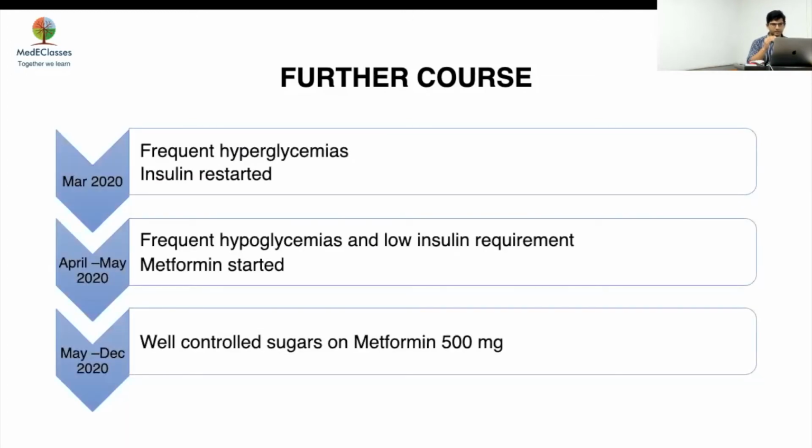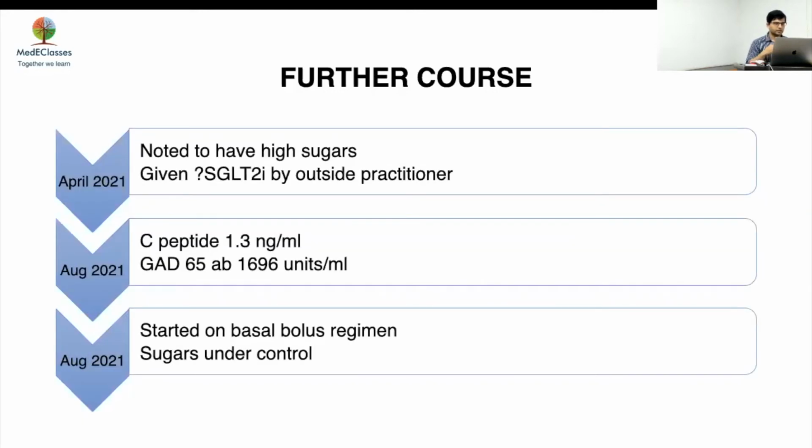Now, in another 3 months, there were frequent hyperglycemia, so insulin was restarted. But following insulin restarting, within a month or so, there were frequent hypoglycemias and low insulin requirement, following which metformin was started. The sugars were well controlled on metformin, minimum dose of 500 mg. Following that, in April 2020, she was lost to follow-up for a long time, and she had consulted some outside practitioner who had assumed it is type 2 and given her SGLT2 inhibitors for some reason. And following this, the sugars were not being controlled, and then she finally came to us at around August 2021.